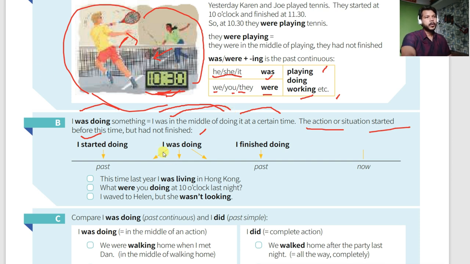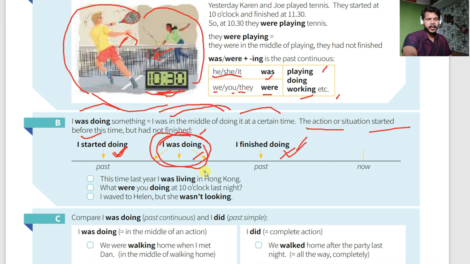Simple. Okay. So I started doing, I was doing, I finished doing. So you have to talk about this. I mean, something started, something finished here, but you don't want to reveal about a starting point. You don't want to reveal about finishing point. You just want to talk about whatever was going on. Then you have to use past continuous tense.